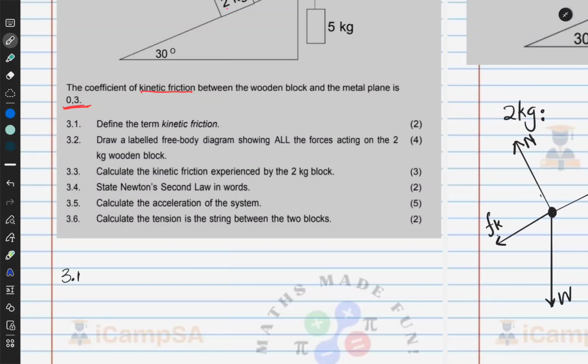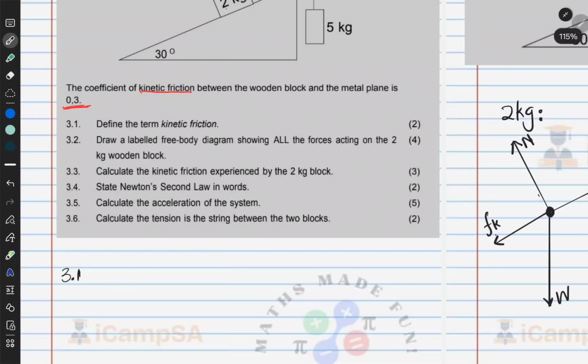Now, what the definition says, at least in the recommended definition, is that kinetic friction is the force, basically the force acting parallel to a surface.